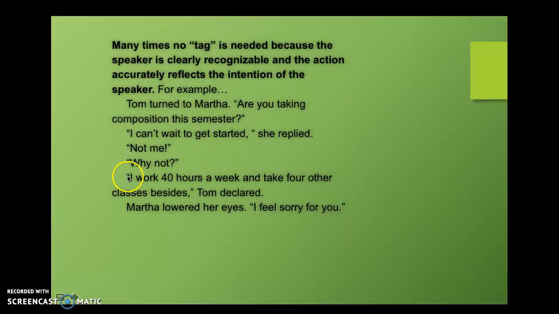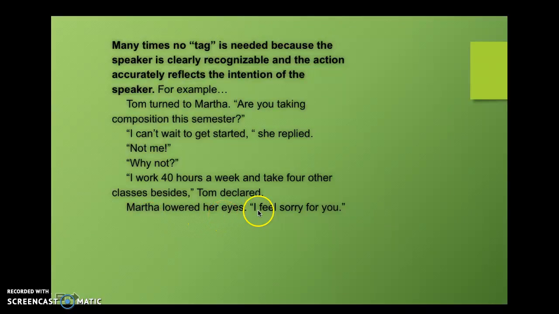And then here we have, again, capital I because it starts the quote. We have the comma, which precedes the tag. Quotation marks at the end. And then this period signals that the whole sentence is complete. So if you have the tag at the end of the sentence, this is a good example of how you would do that.